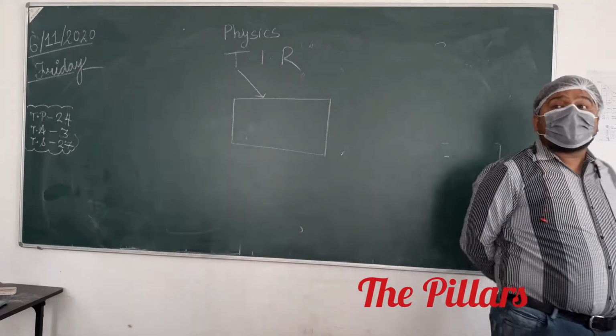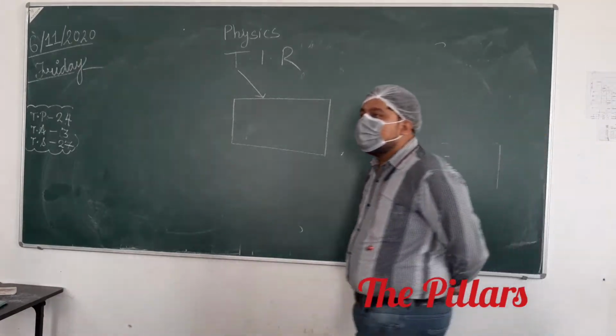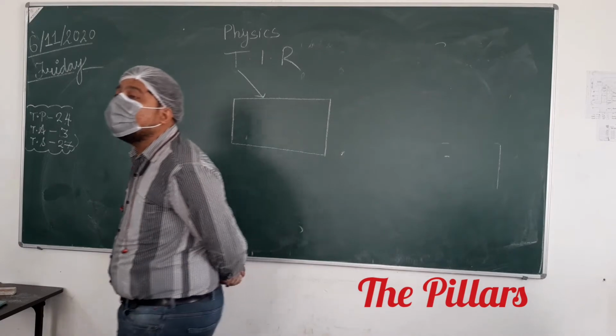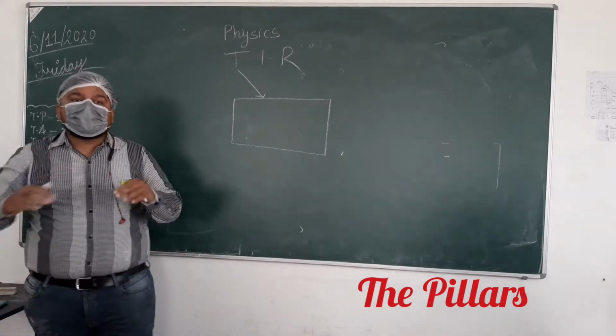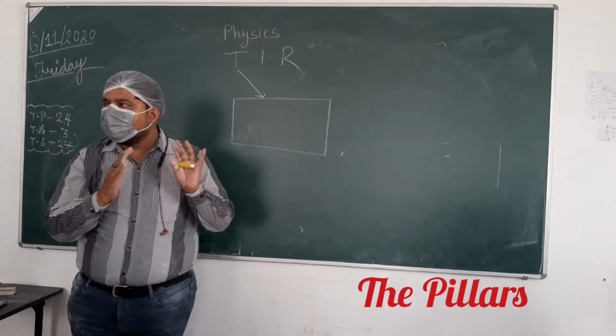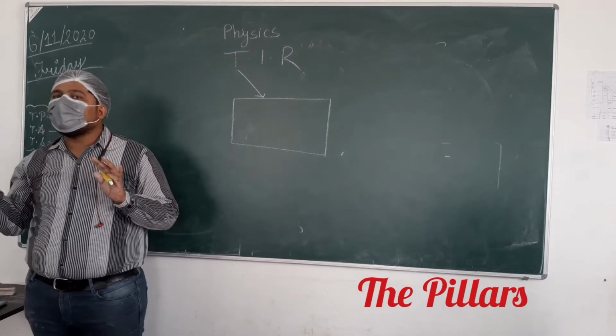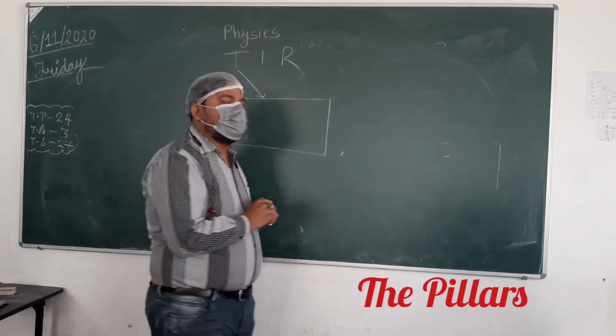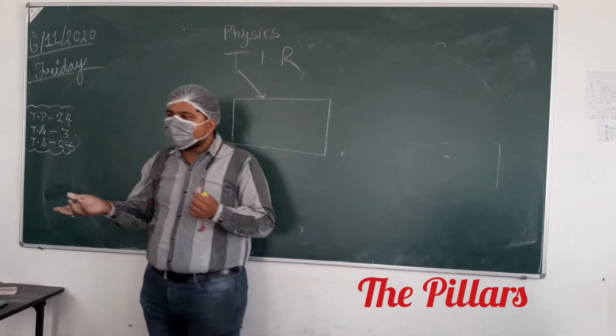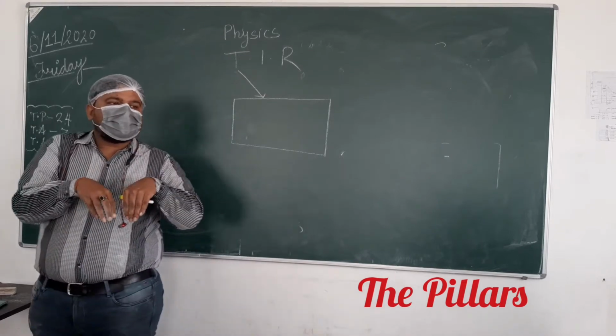Some of the light is getting reflected from the surface of the glass slab. It's not that all the light rays are passing through the glass slab. That is sure? Yes or no? Yes, sir. And the glass temperature will also increase, so it means there is absorption of light also.